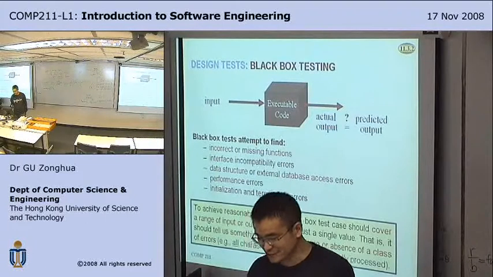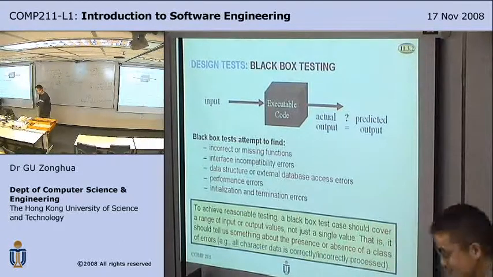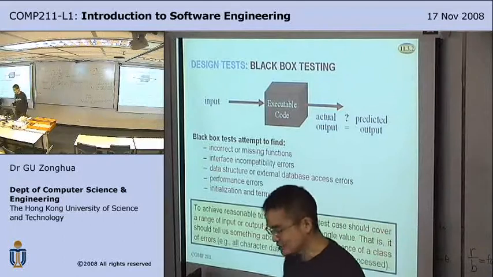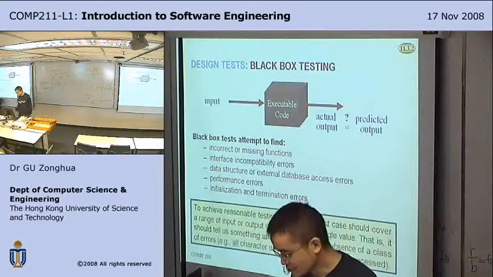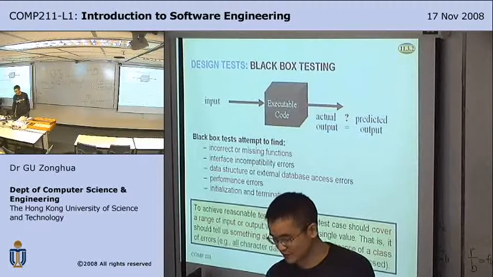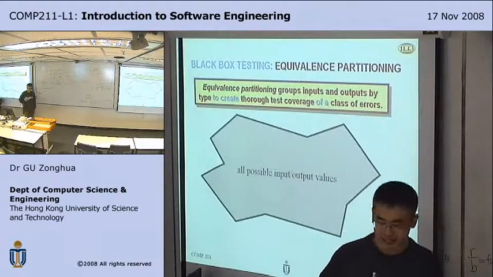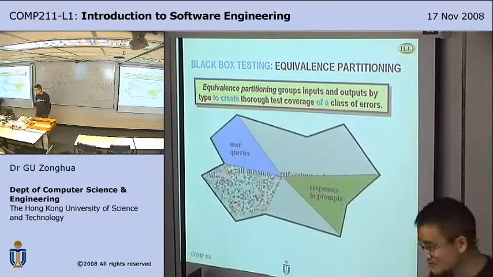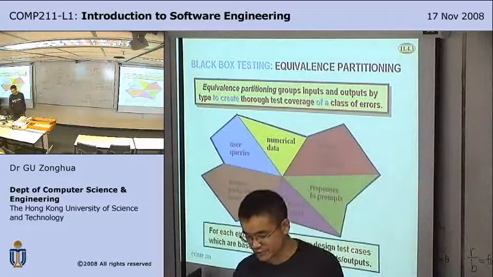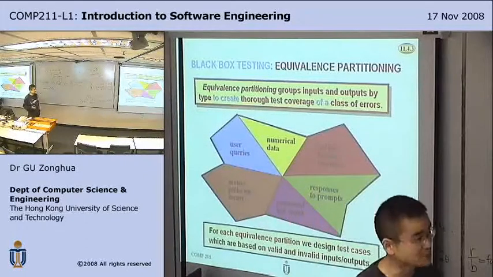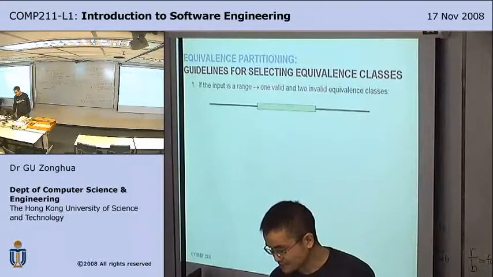So to achieve reasonable testing, you should cover a range of input-output values, because errors often happen at the boundaries of your input ranges. So you should pay special attention to the boundary conditions. Equivalence partitioning partitions the inputs into a set of different partitions, and you should pay special attention to the boundaries of the partitions.